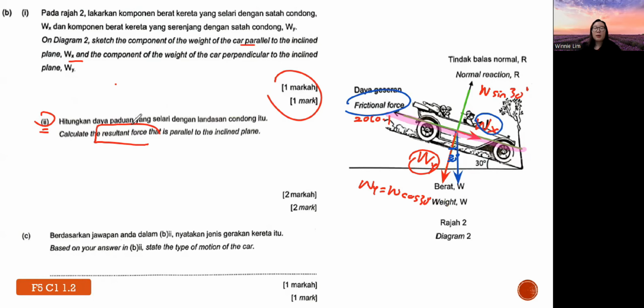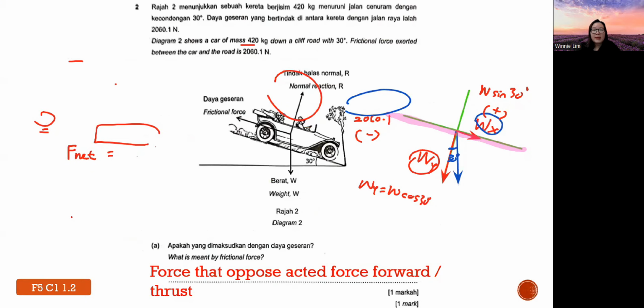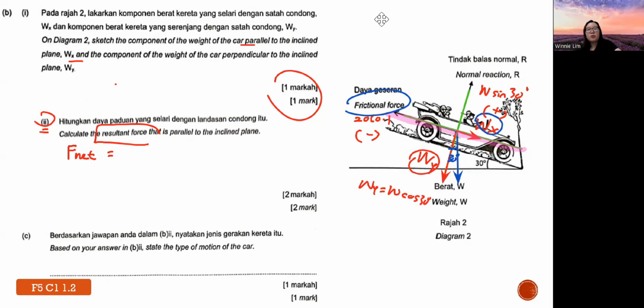Okay, so now we want Wx and also the frictional force. So what is a resultant force? Resultant force is a single force that combines two or more forces in vectors, the sum of vectors. Now, because frictional force is in the opposite direction, I can assume frictional force is negative. Then this Wx is positive. Then what is the weight of the object? Teacher has to go and see back the mass. So the mass is 420.